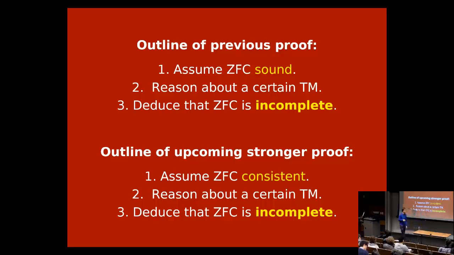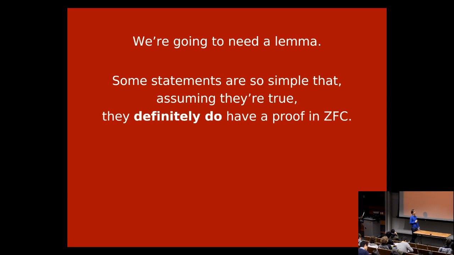And that was the previous proof. Now we're going to give a proof of the stronger statement, where this is a weaker assumption. We're only going to assume that ZFC is consistent, that it never proves both a statement and its opposite. Then we'll reason about a certain Turing machine, and we'll deduce that ZFC is incomplete. Okay, so that'll show that it cannot be that ZFC is both consistent and complete. It's a pretty simple proof. We'll need one small lemma. So I will do this lemma now.